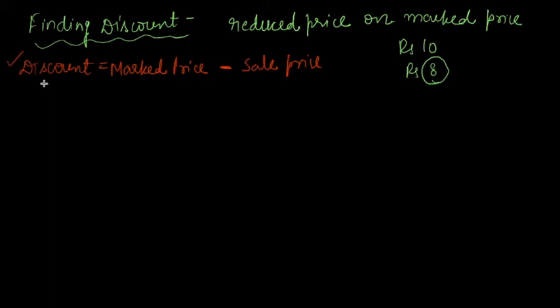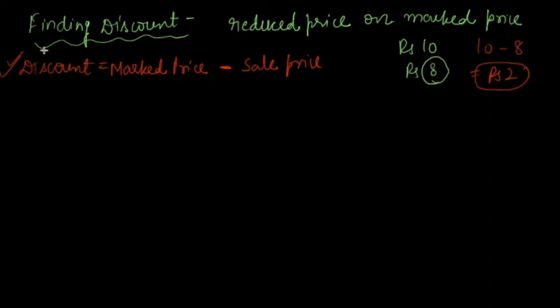So in this example, the marked price is how much? 10 rupees, and the sale price is 8 rupees. So you are getting a discount of 2 rupees, right? So we have calculated the discount here. There is a discount of 2 rupees. This is again in amount. We will learn to calculate it in percentage form also.